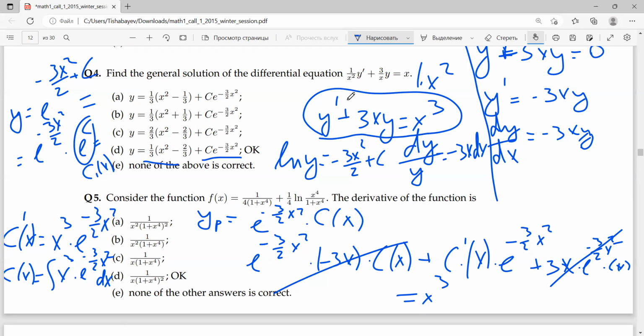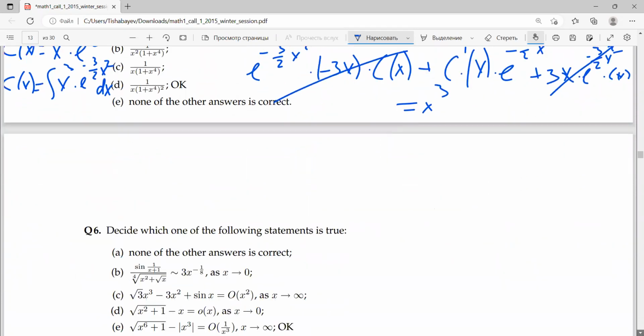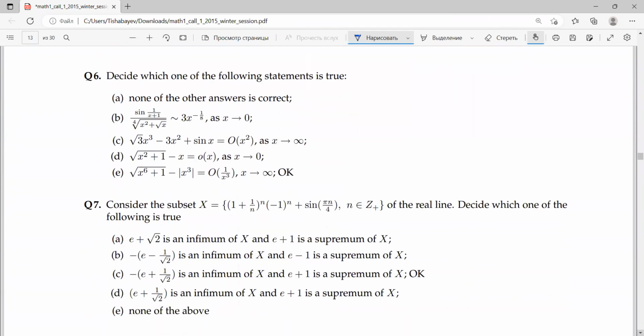I think you know how to find a derivative. Using the table, you can easily find your derivative. There is no problem. Okay, now decide which one of the following statements is true. Here you need to check each of them.